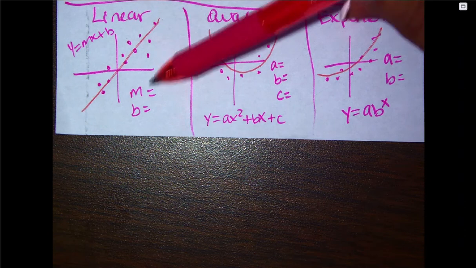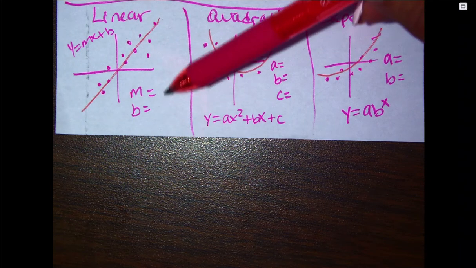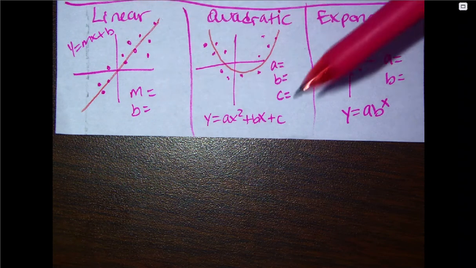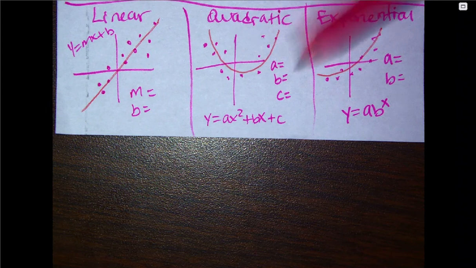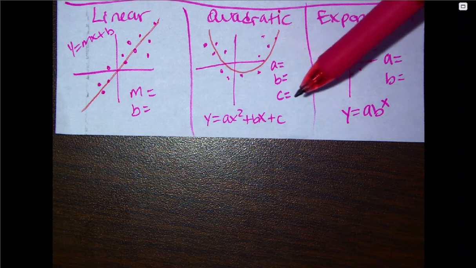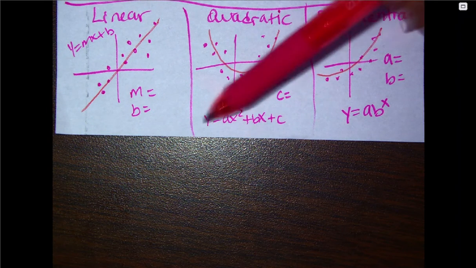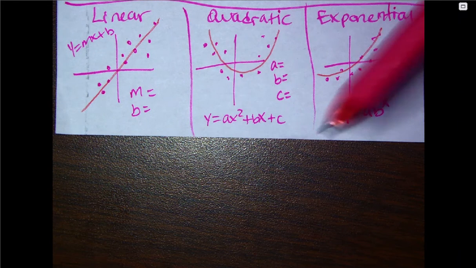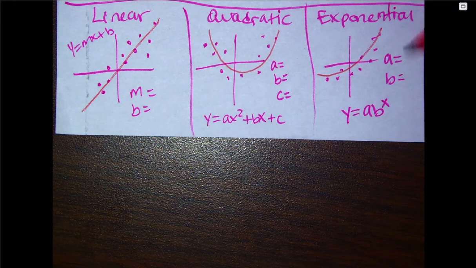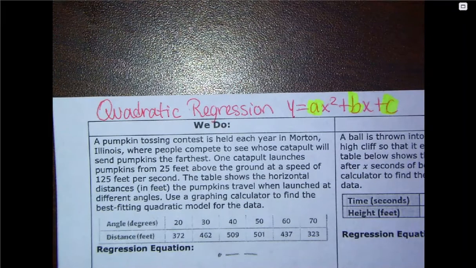The linear gave you the m and the b. These variables represented slope and y-intercept, which created your equation. In quadratics, we had the a, b, and c variables, and these gave you values that created the standard form equation of quadratics. And the exponential gave you an a and b value, which created the exponential function for that line of best fit. So we're only going to focus on quadratic regression in this worksheet.